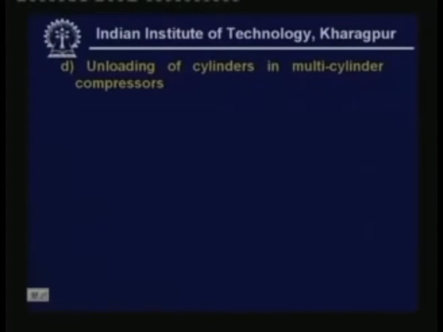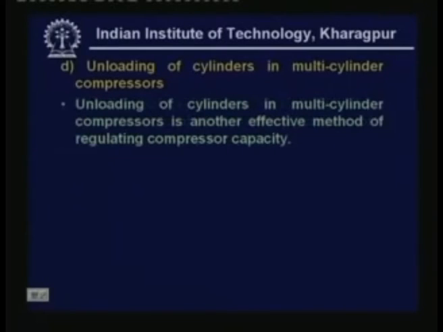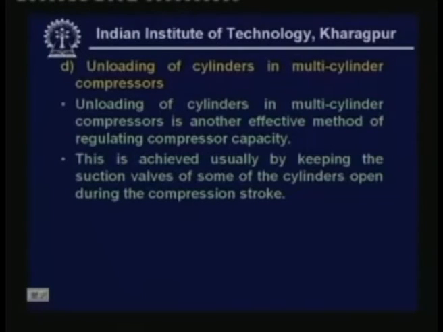Now, let us look at the fourth method, that is the unloading of cylinders in multi-cylinder compressors. As the name implies, this method is followed in multi-cylinder compressors, and unloading of cylinders is another effective method of regulating compressor capacity. And what is this method? In this method, the capacity control is achieved by keeping the suction valves of some of the cylinders open during the compression stroke. That means we keep the suction valves open throughout the cycle of some of the cylinders, not all the cylinders.